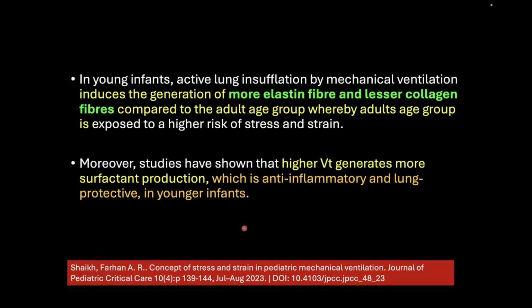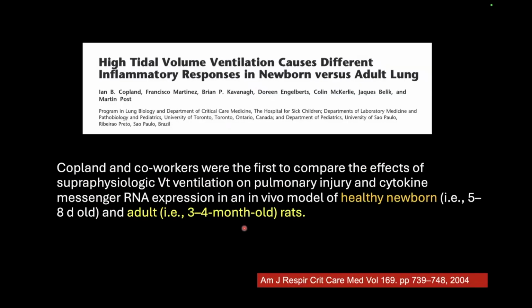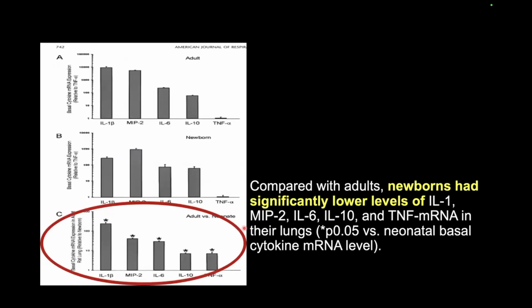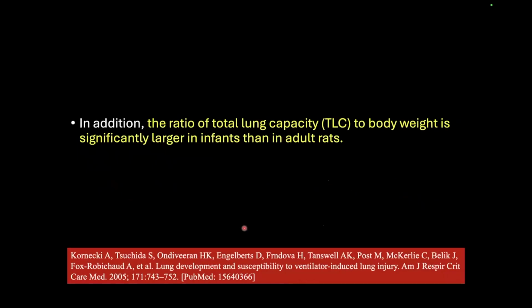And also studies have shown that higher tidal volume generates more surfactant production in children, which is basically protection against the inflammation. This was a famous study by Copland et al. in newborn rats, and they found that newborn rats were significantly less susceptible compared to adult rats in terms of developing inflammatory cytokines in the lung.